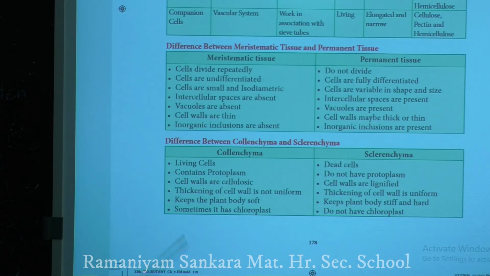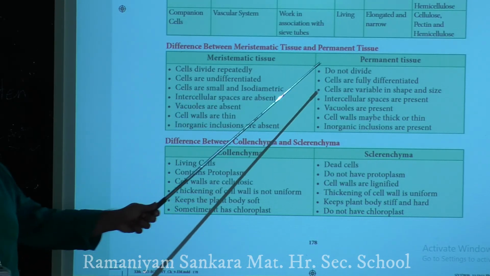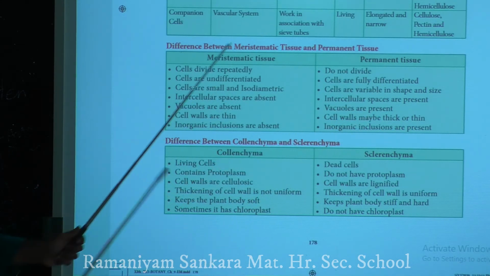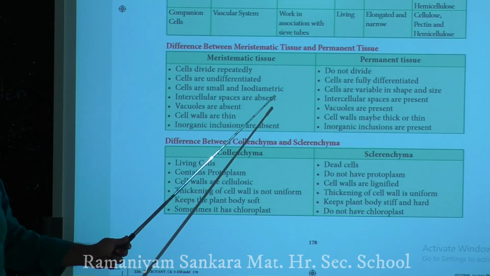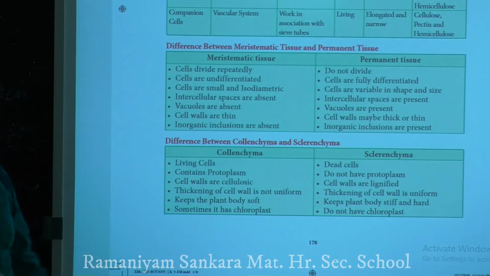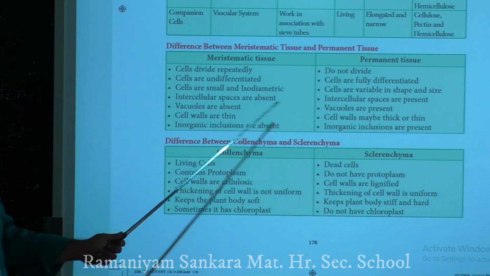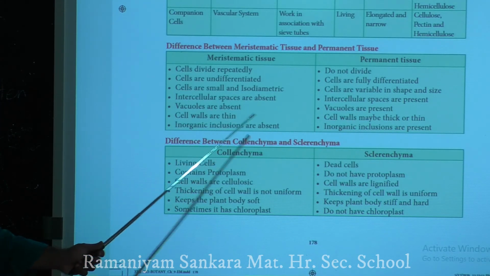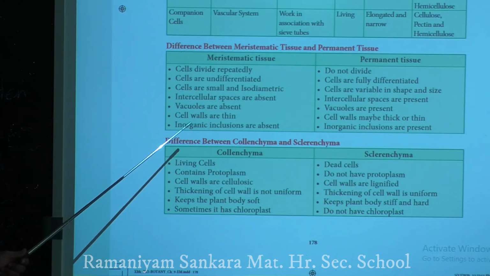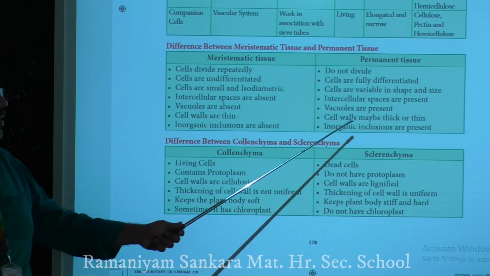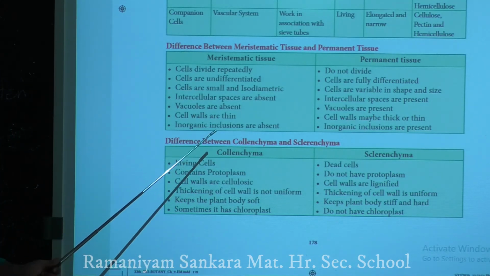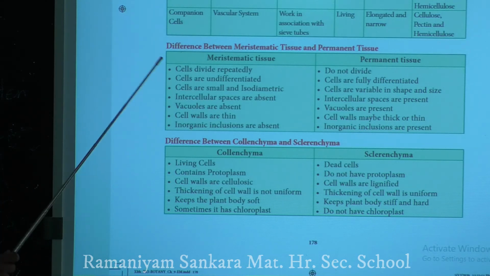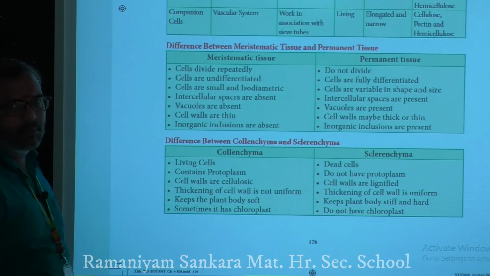Meristematic tissues and permanent tissues. Meristematic cells divide repeatedly; permanent cells do not divide. Meristematic cells are undifferentiated; permanent cells are fully differentiated. Cells are small and isodiametric; permanent cells are variable in shape and size. Intercellular spaces are absent; they are present. Vacuoles are absent; vacuoles are present. Cell walls are thin; cell walls may be thick or thin. Inorganic inclusions are absent; they are present. That is the difference between meristematic tissues and permanent tissues.